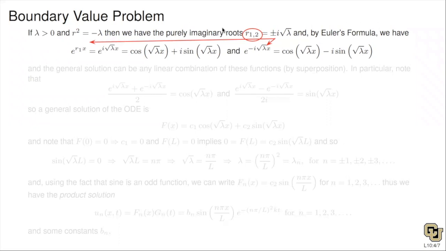So Euler's formula, if you remember, says e to the i theta equals cosine theta plus i sine theta.